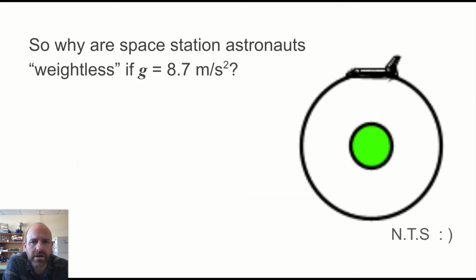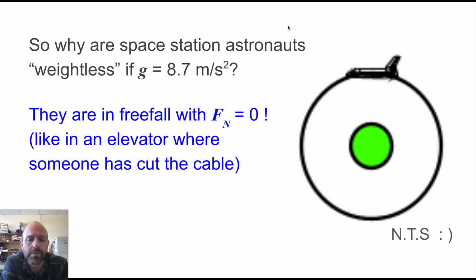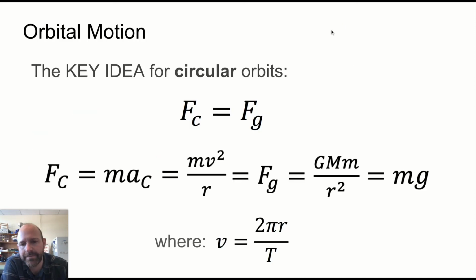So why are space station astronauts orbiting the Earth weightless? If you remember back to our previous video, we said that at the International Space Station, little g was about 8.7 meters per second squared. Well, they're in free fall, right? No normal force. So just like in the elevator where the cable is cut, just like jumping through the center of the Earth in that tunnel example, you feel weightless because you don't experience anything pushing against gravity. Everything, the space station, the astronauts, everything around them is in free fall. It's experiencing that acceleration due to gravity.